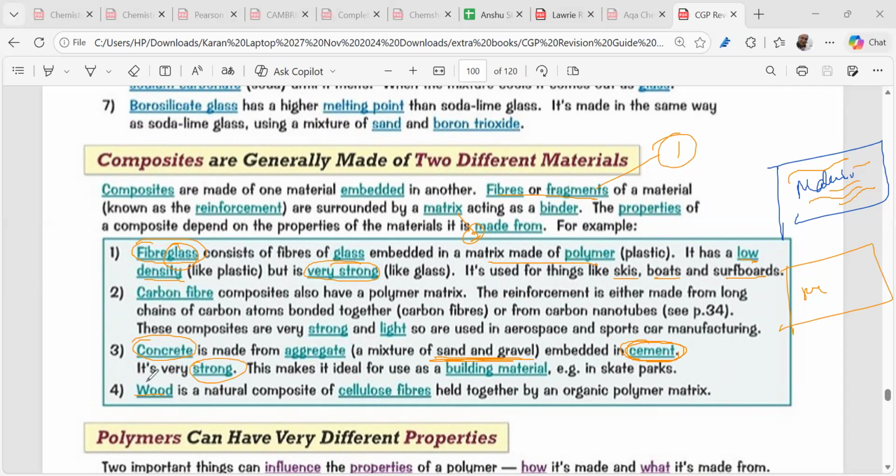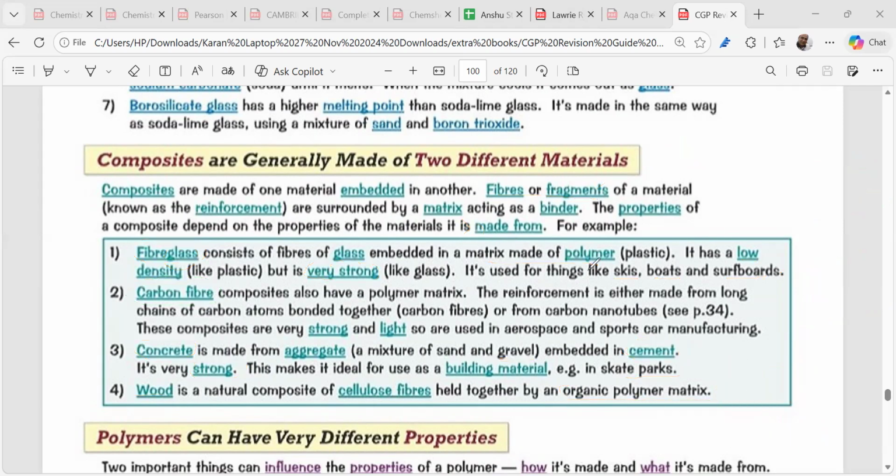What is wood? Wood is a natural composite made by God. An organic polymer matrix is there, and inside it we have cellulose fibers, right? Now come to the part of carbon fiber. What is carbon fiber? We take carbon nanotubes, and we put them in a polymer matrix, right?